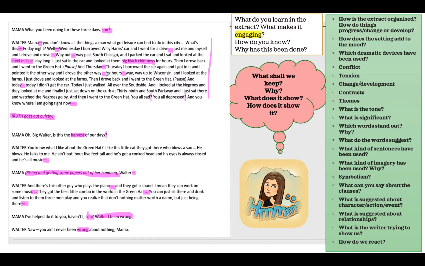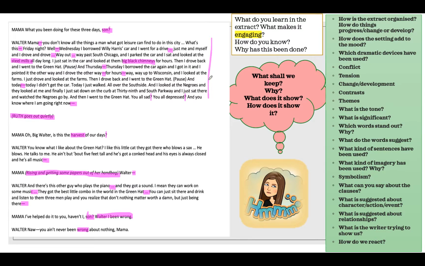Okay, so now we have our highlighted selections and we're just going to go back and eliminate. We are going to decide which examples are going to be helpful, which examples we want to keep, and which examples we don't think would actually be useful to us in the exam. So the first thing I'm going to look at is this.